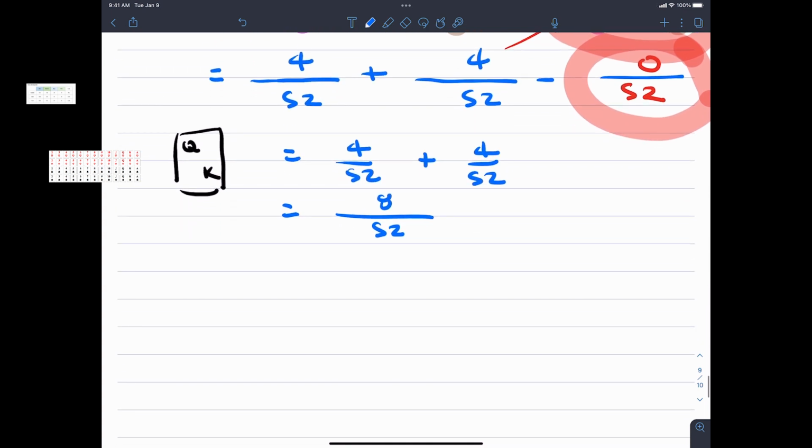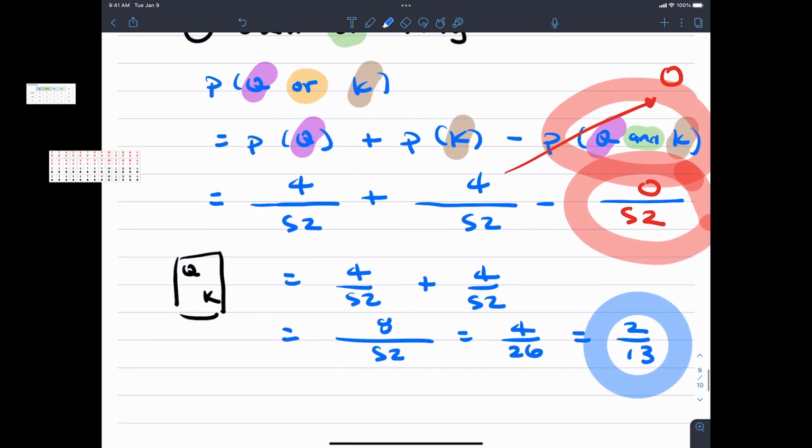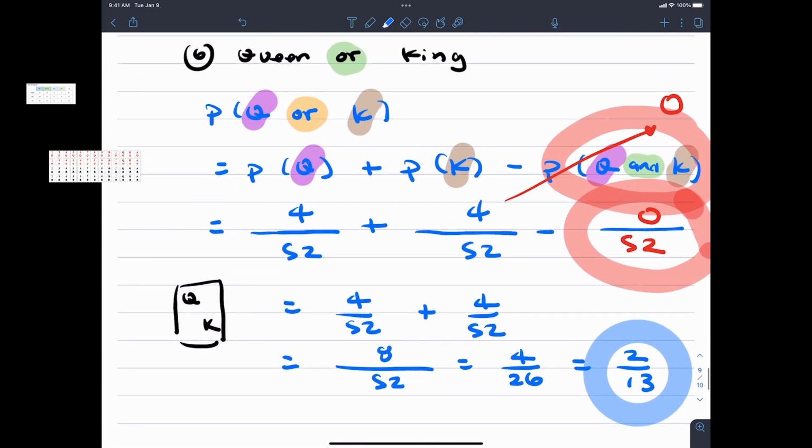So what do you guys do? Divide the 8 by 2. You get what? 4. 52 divided by 2 is 26. Divide 4 by 2. You get what? 2. 26 divided by 2, 13. This is how we can reduce these fractions. And guess what, ladies and gentlemen? You answered another or question. Addition rule.